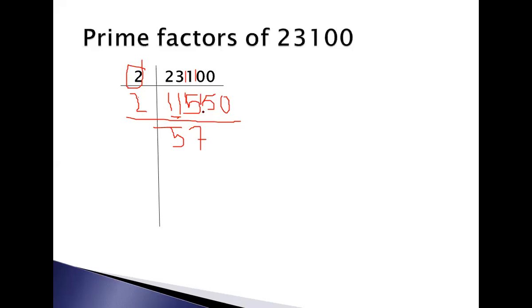Next number is 5, so it becomes 15. Then 2 into 7 is 14. Again 1 is left here. So 1 you will get here. It will become 10. And 2 into 5 is 10. Okay. Then here you get 5 here. So you will not divide this number by 2 again.